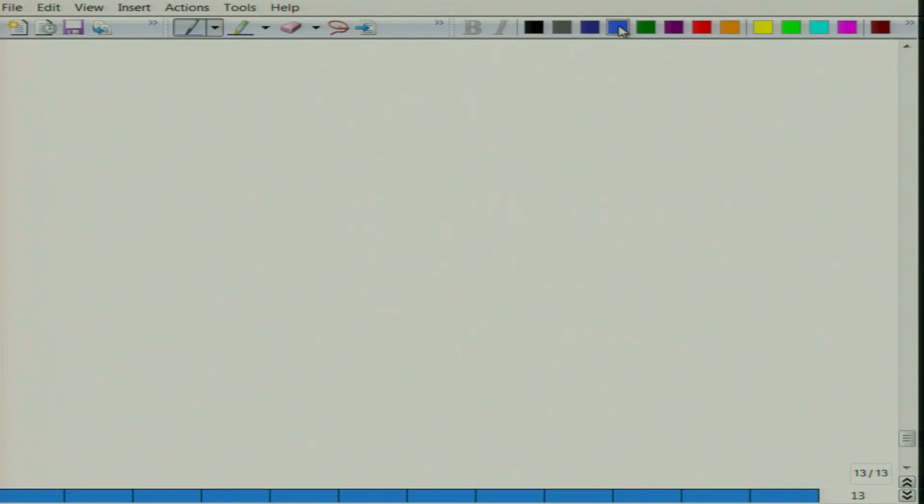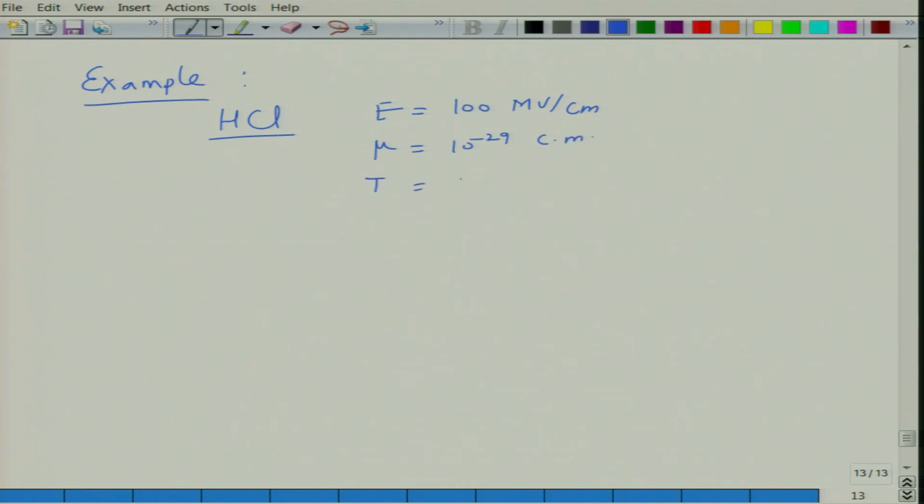So, for example, if you take HCl, imagine that the electric field is about 100 megavolt per centimeter, and the dipole moment is about 10 to the minus 29 coulomb meter. Then at a temperature of 300 Kelvin we get a beta of about 2.24, which is sort of okay, because we considered beta to be smaller than 1. So, this sort of validates the analysis that the approximation was not wrong. However, if you do it at a temperature like 30 Kelvin, then this increases the beta value to 2.4.